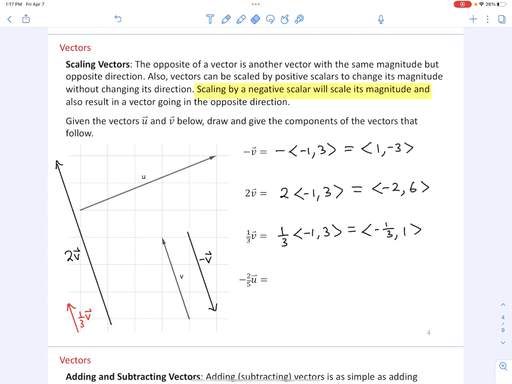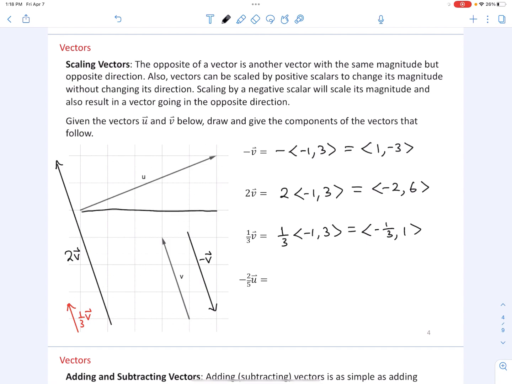Scaling by a negative scalar will scale its magnitude and also result in a vector going in the opposite direction. So we're seeing something like that for this last case. We do -2/5 of the vector u, so we're going to wind up with a vector that's 2/5 as long as vector u, but also in the opposite direction. You could sort of eyeball this and try to break this up into fifths and then just keep 2 of those. You can also make a similar triangle.